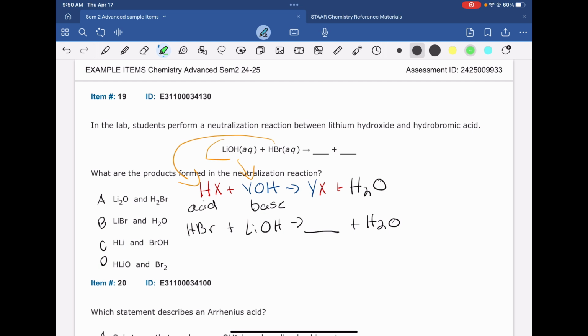Okay? In this case, it is X and Y. So we're looking for the X and Y in the two compounds that they give us. We're going to leave off the H and we're taking the Br, that's going to be our X. We're going to leave off the OH and we're going to take the Li, that is going to be our Y. So this is X, this is Y. We're going to switch those, so LiBr. And that is going to be the compound that we're going to use for our neutralization reaction. So in this case, there's only one option. Your answer is going to be B plus H2O.